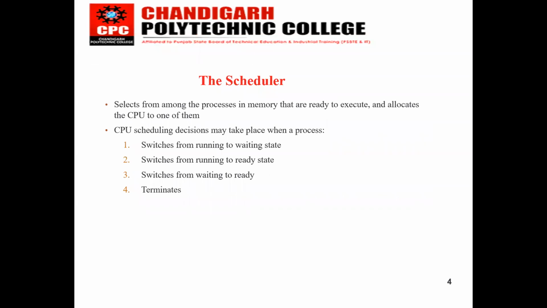Next is the scheduler. A scheduler is an operating system module that selects the next job to be admitted into the system and the next process to be executed by the CPU. It selects from among the processes in memory that are ready to execute and allocates the CPU to one of them. CPU scheduling decisions may take place when a process first switches from running to waiting state, second switches from running to ready state, third switches from waiting to ready state, and last terminates.